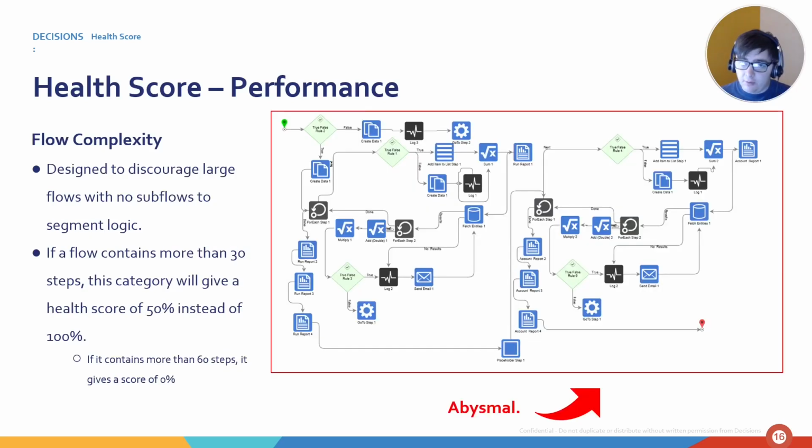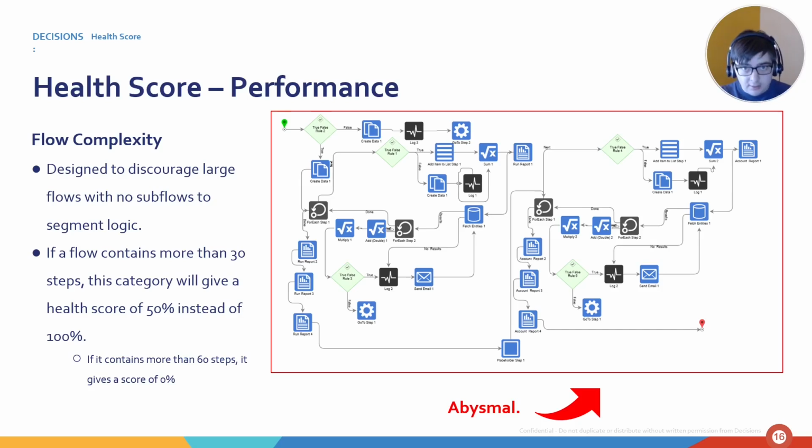The last performance criteria I'm going to discuss here is flow complexity. When you are designing a Decisions flow, you have the option to segment parts of logic of your flow into subflows. This is good for 2 primary reasons. Number 1, it keeps your flow tidy. It's easy to see what the overall process of your flow is, and you can jump into a subflow to see what logic is going on there.